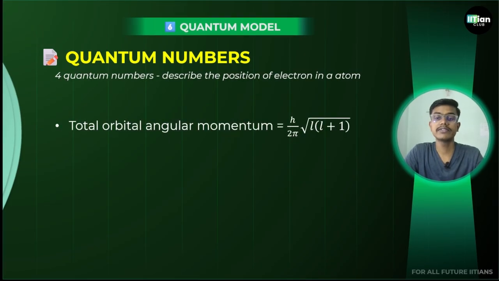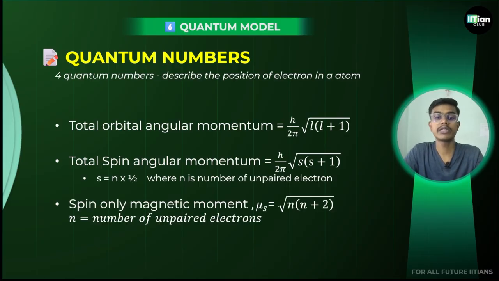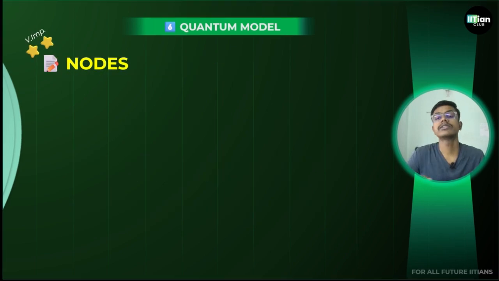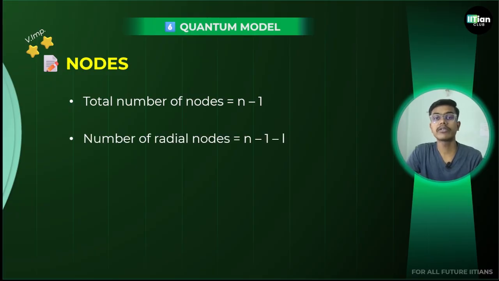These are some formulas which are not usually tested, but still you have to remember these: total orbital angular momentum, total spin angular momentum, and spin only magnetic moment. Nodes, this is also an important concept. The number of nodes are usually tested. The total number of nodes in a given atom is n minus 1. n corresponds to the orbit number, and n minus 1 gives the total number of nodes. Total number of radial nodes is n minus 1 minus L. L is the azimuthal quantum number. Total number of angular nodes is L.